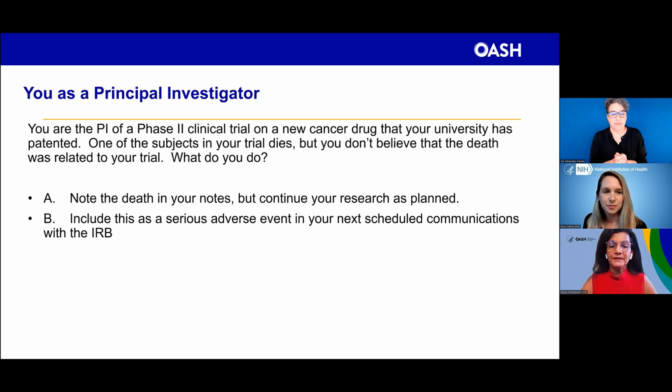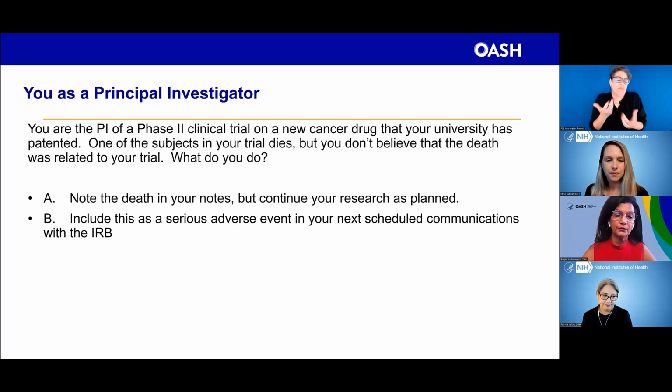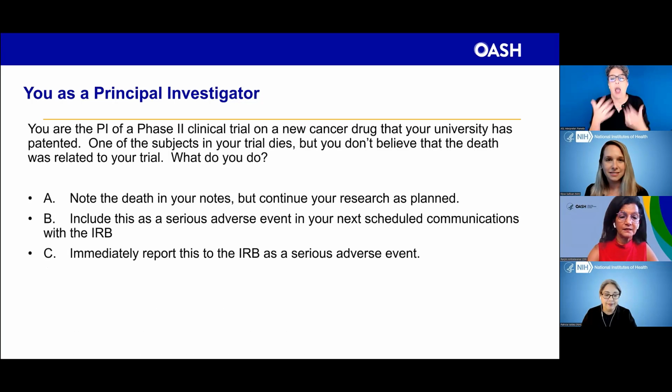So this is a scenario: you are a principal investigator conducting a phase 2 clinical trial on a new cancer drug that your university has patented. One of the study subjects dies in your trial, but you don't believe that the death was related to your trial. What do you do? Can you type up A, B, or C in the chat box, and then we'll discuss.